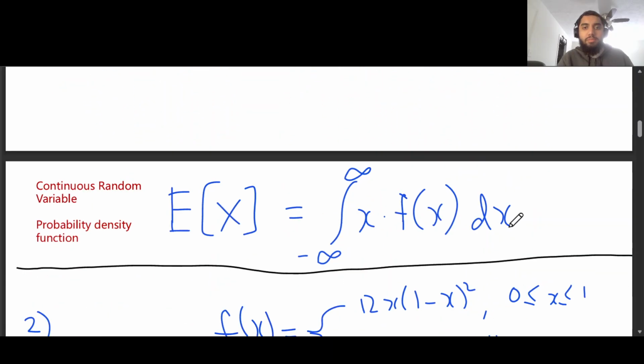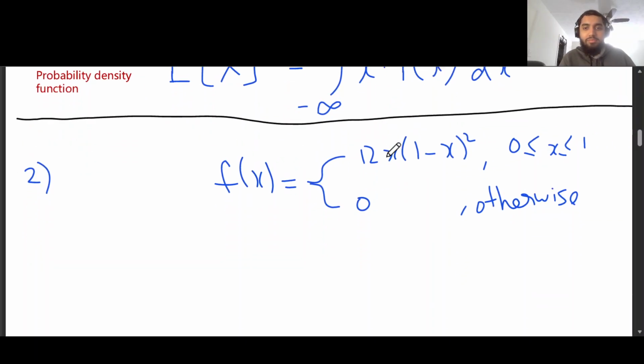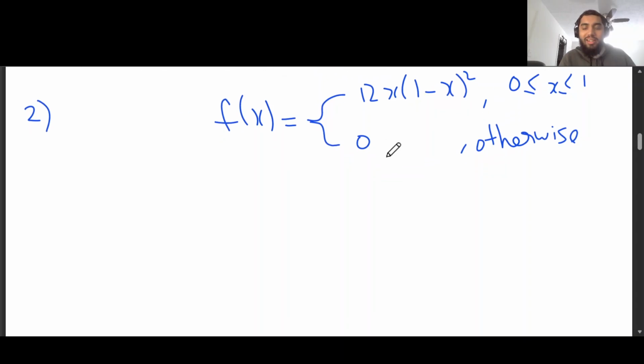Moving on, if you have a continuous random variable, in that case you would have a probability density function, and the expected value would look something like this. It would be the integral from negative infinity to infinity of x times the probability density function dx. Because it's continuous, you would have to do an integral since you cannot really do a summation. Let's look at an example.